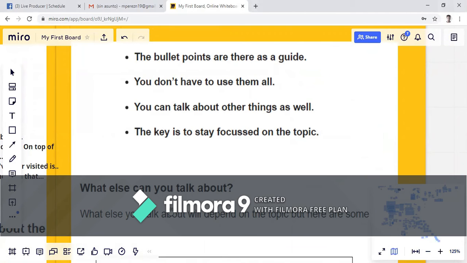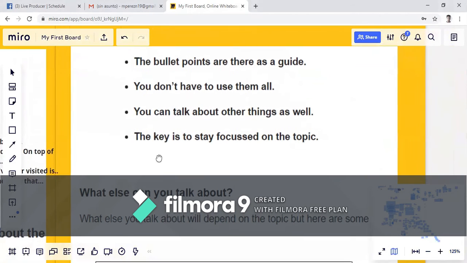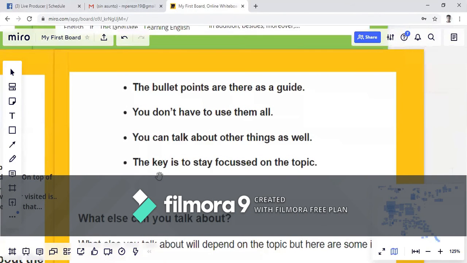Okay. Here you have some advice, some tips for you to follow. Okay, some pieces of advice. For example, the bullet points are there as a guide. Remember, you don't have to use them all. You can talk about other things as well.